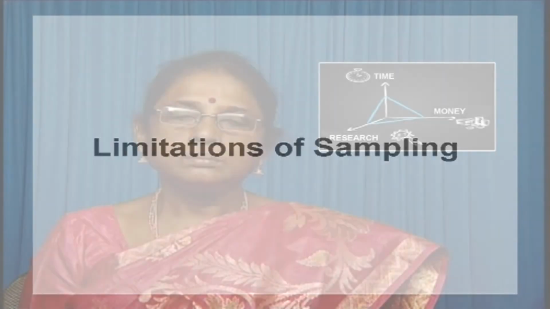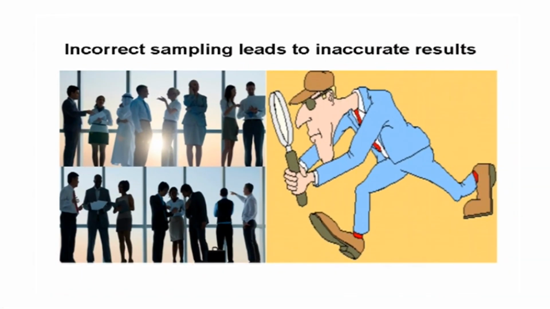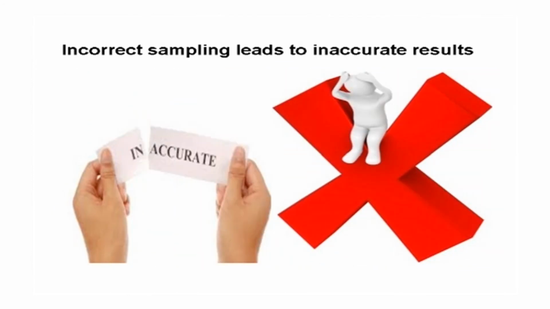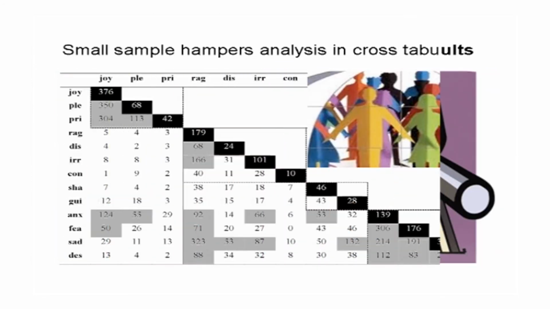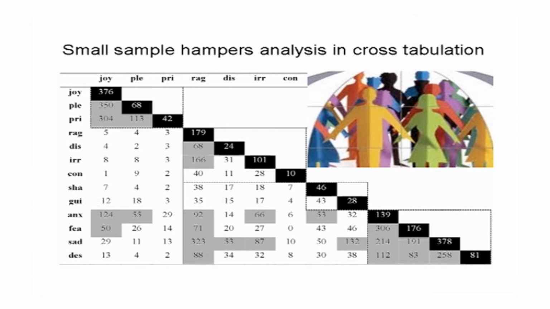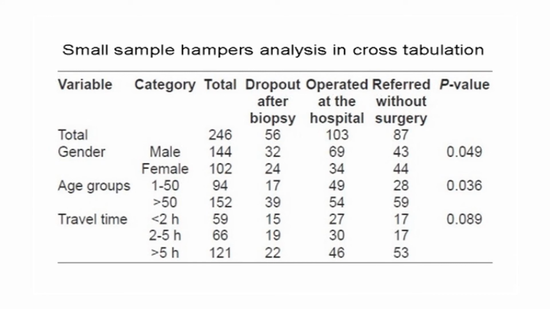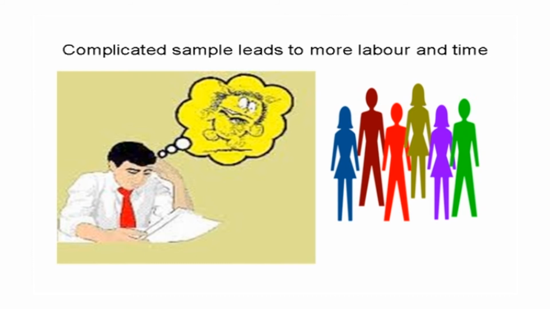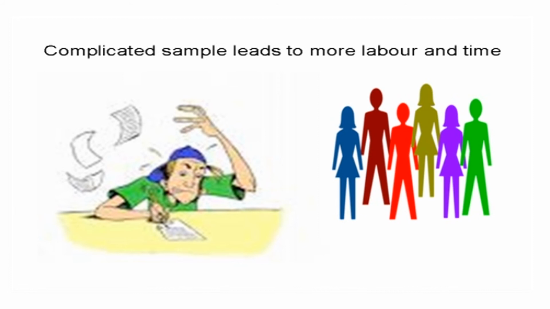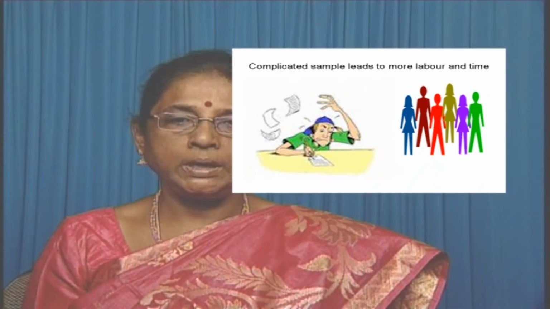But sampling also has certain limitations. Great care must be taken in the use of sampling technique. Incorrect sampling would lead to inaccurate results. It will be misleading. Sometimes a small sample hampers analysis, especially when cross tabulation is necessary. A small sample becomes inadequate in such analysis. A complicated sample may lead to spending of more labor and time. These are the limitations of sampling.